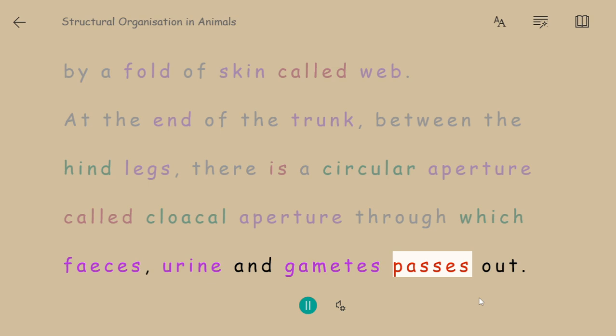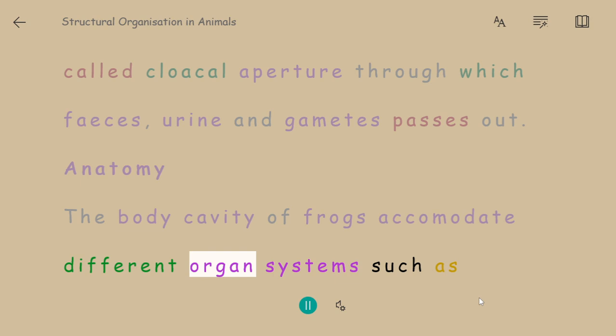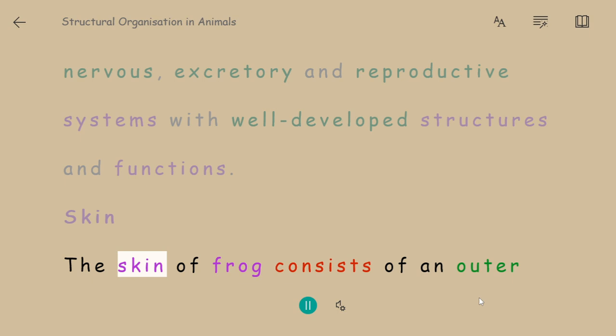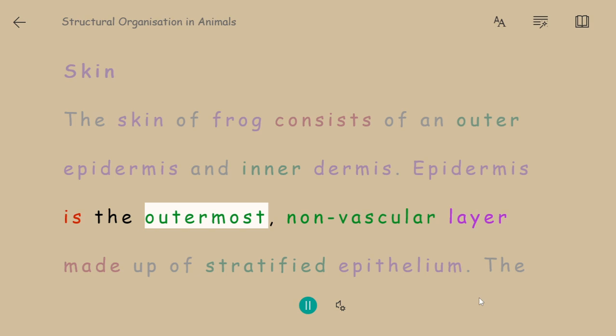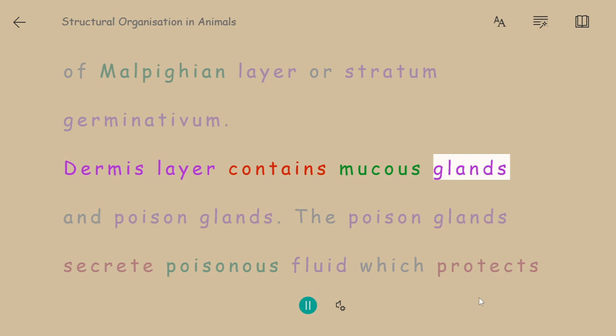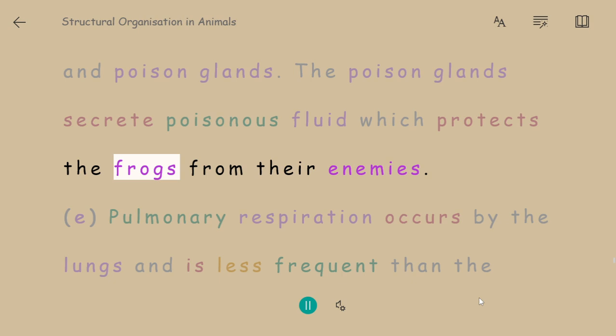Anatomy. The body cavity of frogs accommodates different organ systems such as digestive, circulatory, respiratory, nervous, excretory, and reproductive systems with well-developed structures and functions. Skin. The skin of frog consists of an outer epidermis and inner dermis. Epidermis is the outermost, non-vascular layer made up of stratified epithelium. The innermost layer of epidermis consists of Malpighian layer, or stratum germinativum. Dermis layer contains mucus glands and poison glands. The poison glands secrete poisonous fluid which protects the frogs from their enemies.